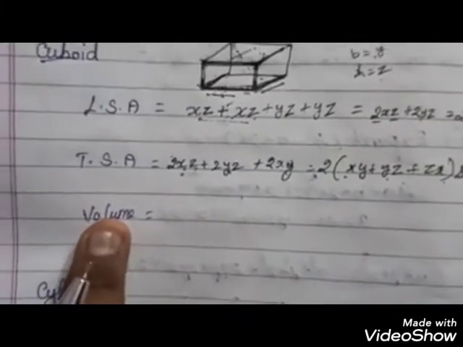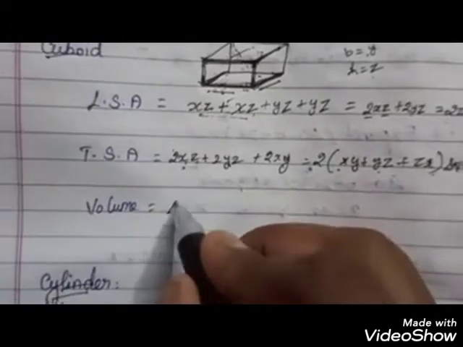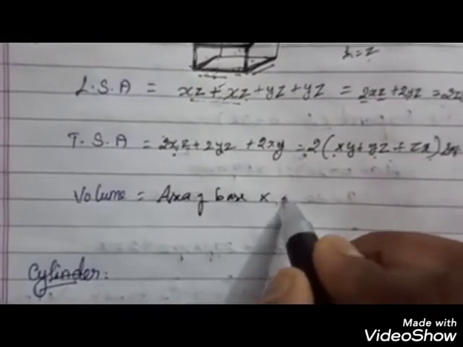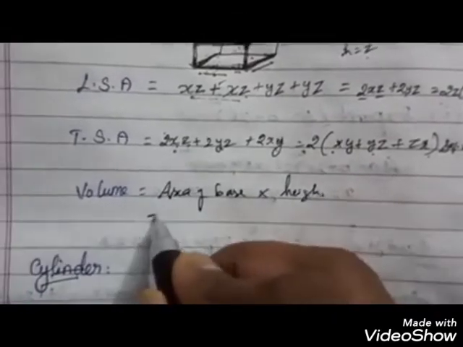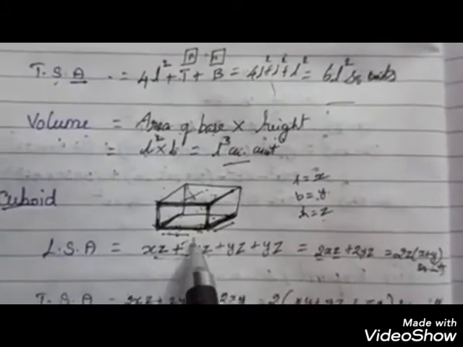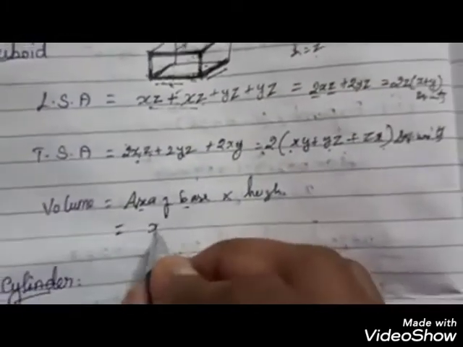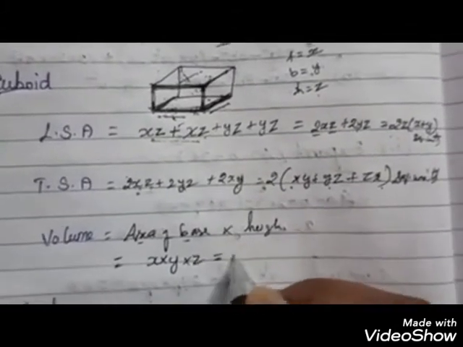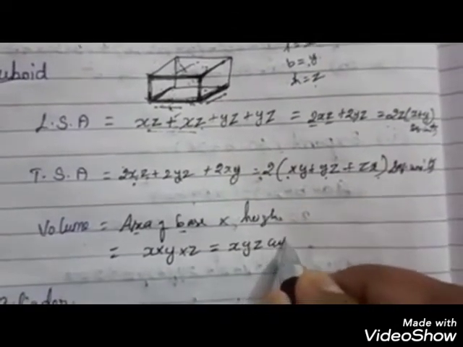So volume, already told, is area of base into height. So area of a base is nothing but x into y. Height is nothing but z. So volume is x, y, z cubic unit.